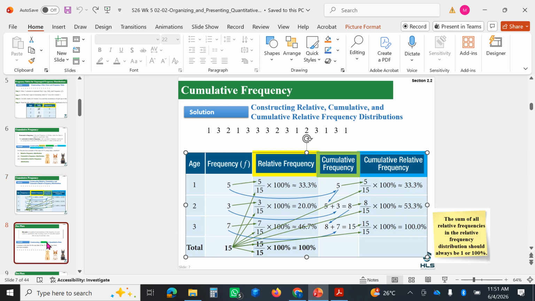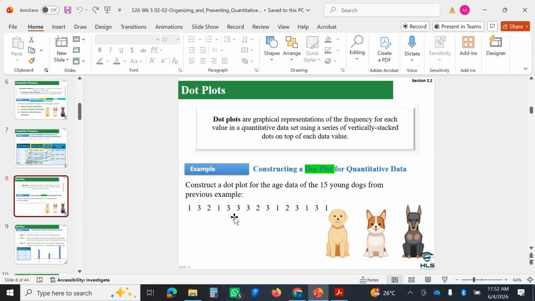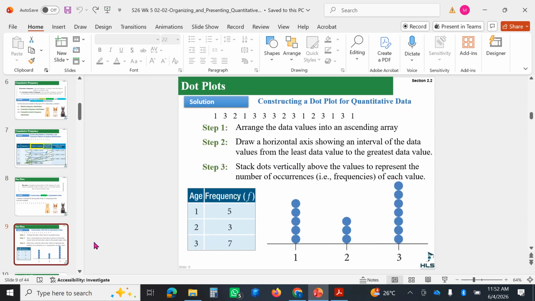Okay, moving on. So dot plots are a graphical representation of the frequency for each value in a quantitative data set using a series of vertically stacked dots on top of each data value. Yep, you're going to have to do this one for your quiz. It's not too difficult. You see, we're using the same data here. Construct a dot plot for the age data of the 15 young dogs from the previous example. So you just organize them there.